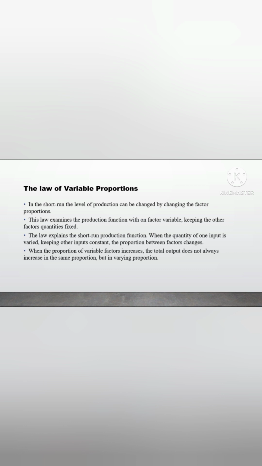This law mainly explains in the short-term production function when one input is changing and all other inputs are kept as constant, the proportion between the factors will be changing. When the proportion of the variable factor increases, the total output will not always increase in the same proportion, but varies the proportion between the input factors.